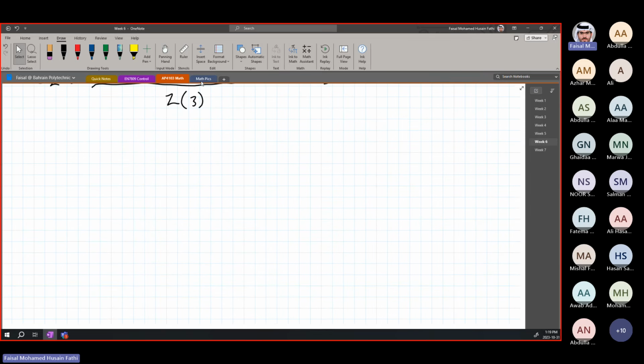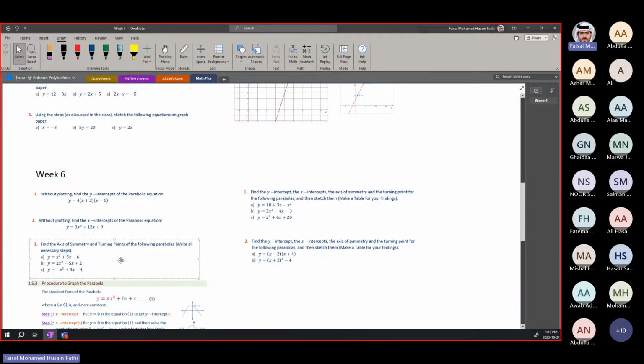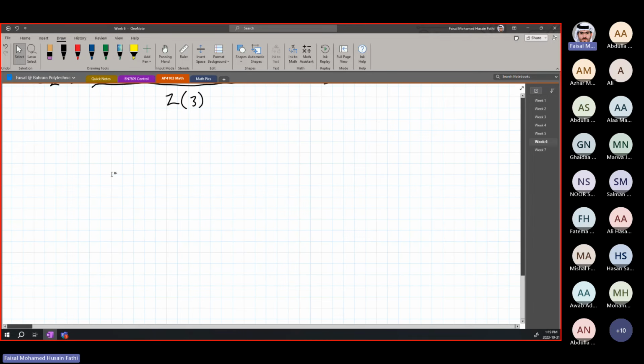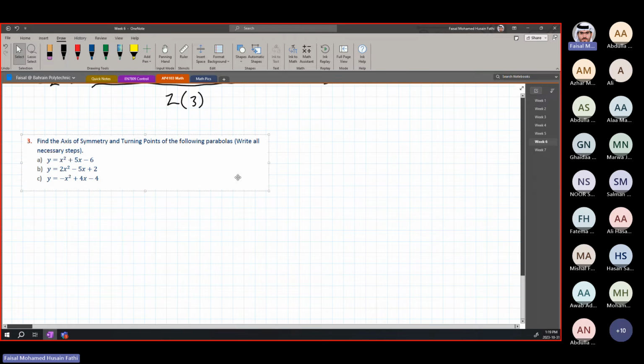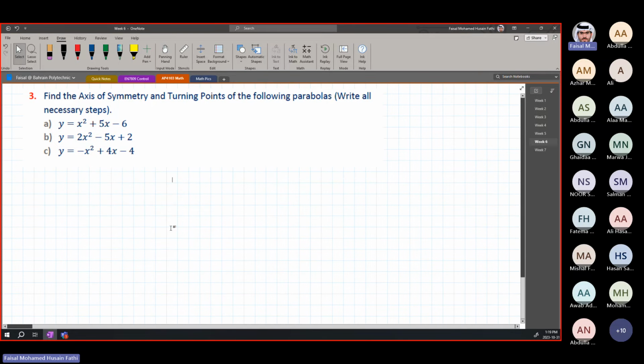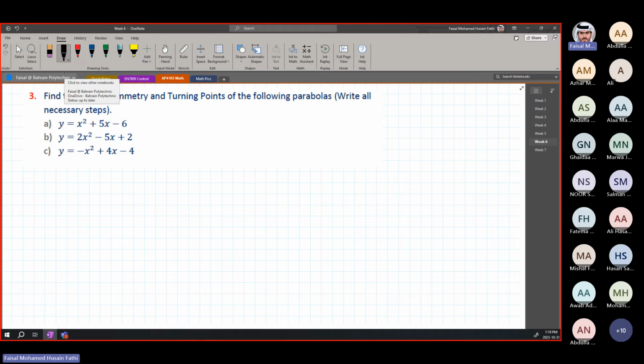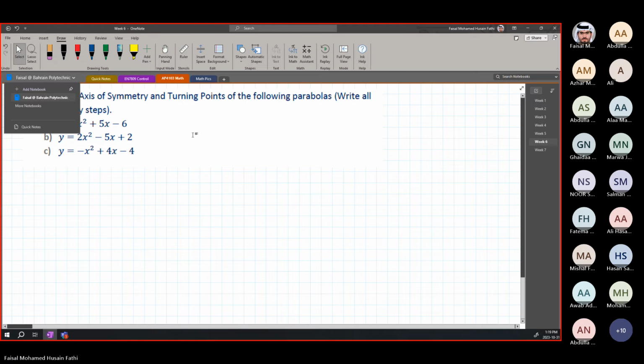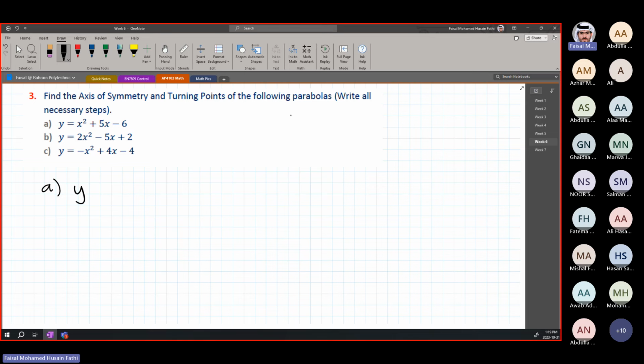All right. So let us get into actually plotting. To plot, there are multiple steps you have to follow. The first step of plotting any quadratic equation is finding the x and y intercepts. So let's start plotting these. The first step, let's write the equation for part A. Y is equal to x squared plus 5x minus 6.